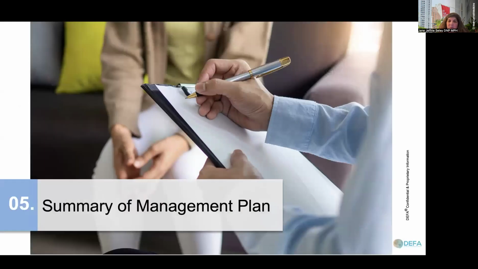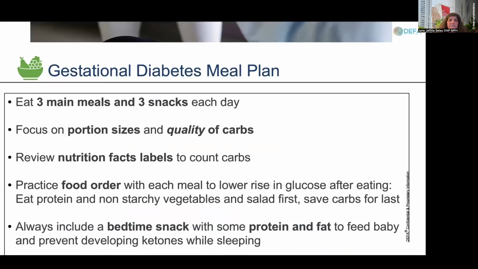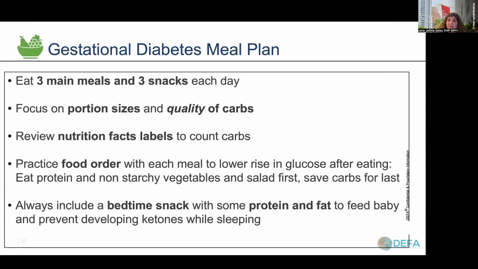So the summary of the management plan is eat 3 main meals every day and 3 snacks, well spaced, at least 2 hours from every meal to snack, snack to meal. Focus on portion sizes and quality of the carbohydrates, not to eat too much at once, and to choose carbohydrates that have nutritional value. Review the nutrition facts labels on the foods that you're purchasing. Even if you're cooking with them, whatever you're doing, you want to know how much carbs is in it so that you can count the carbs correctly.